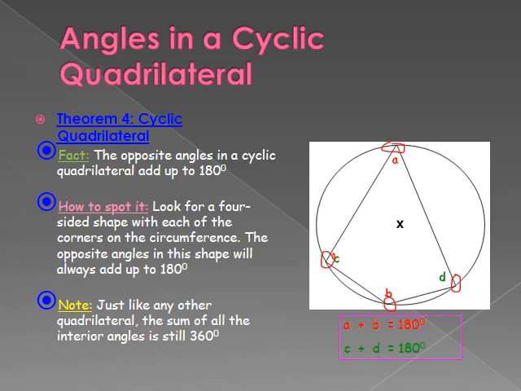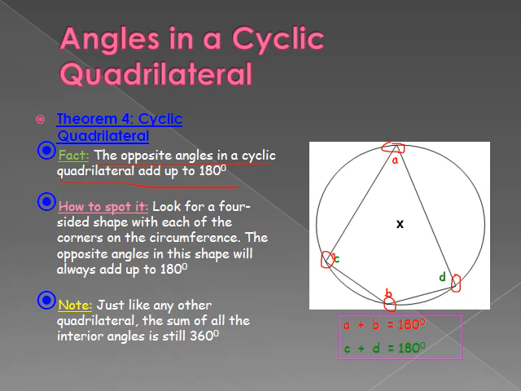If it is cyclic, they say the fact, where's the fact? Yeah. The opposite angles in a cyclic quadrilateral add up to 180. When I say opposite, I mean not adjacent. So here, A plus B is 180, C plus D is 180.